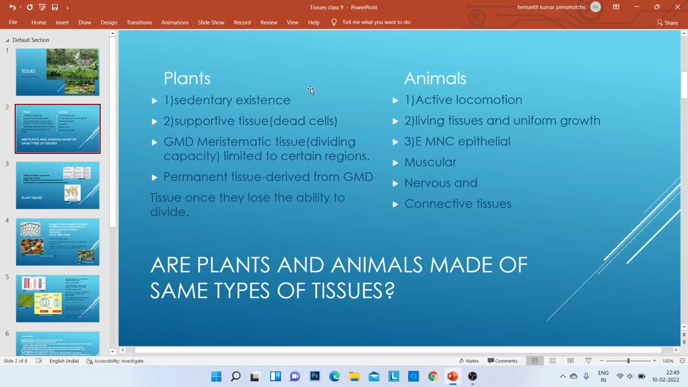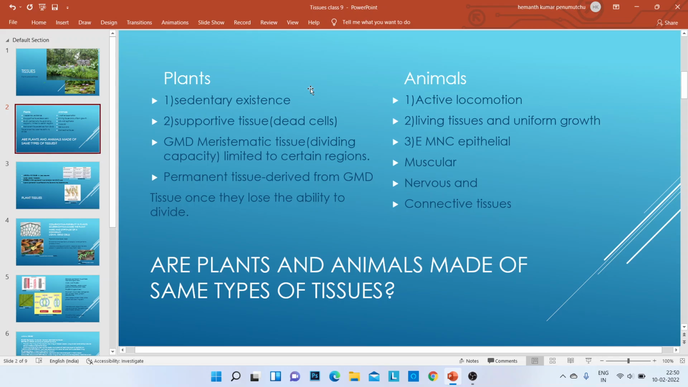If you see plants, the most important tissue in plants is meristematic tissue. It is also known as growing tissue or dividing tissue. It is called dividing tissue because its cells can divide further while the life of the plant goes on. This meristematic tissue is a unique tissue which has dividing capacity, but it is limited to only certain regions of the plant, not the entire part of the plant. That we will see later in this chapter.